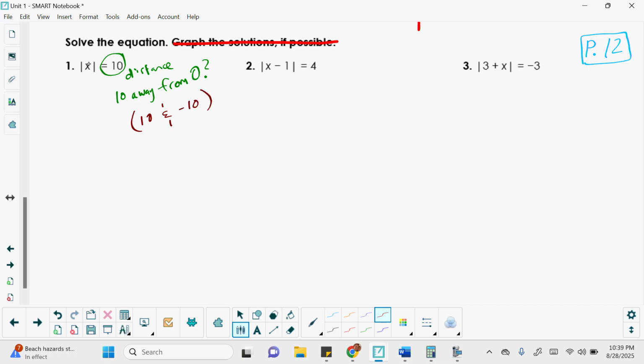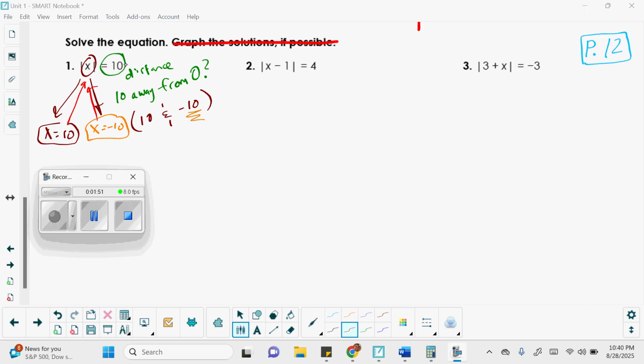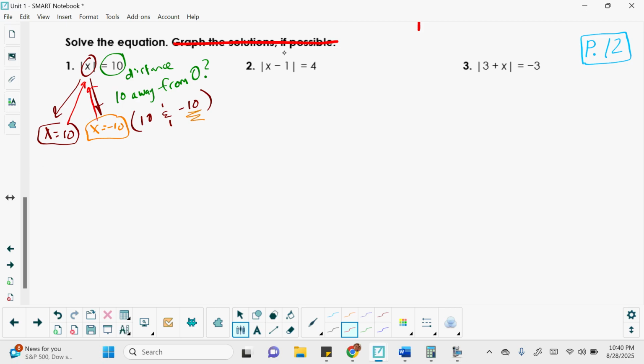So we take our absolute value, whatever's on the inside, and set this value equal to both 10, so x equals 10, which is going to be a solution, and then the second value, x equals negative 10. Those are the two values that would satisfy this equation. Both 10 and negative 10, when put into this absolute value, would give you the answer of 10.